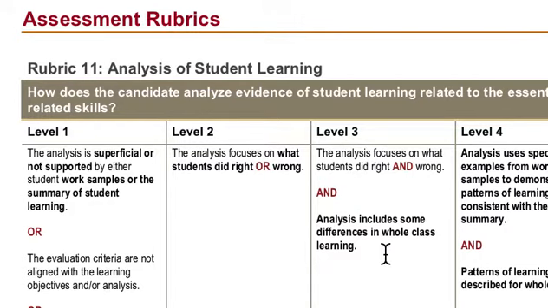And what you need to do here is that you need to analyze student achievement of goals, and you focus on what was right and what was wrong. That is a must. Level 2, you just look at what they did wrong, or you just look at what they did right. And analysis includes some differences in whole class learning, meaning that you are able to distinguish between the different students you are focused on.